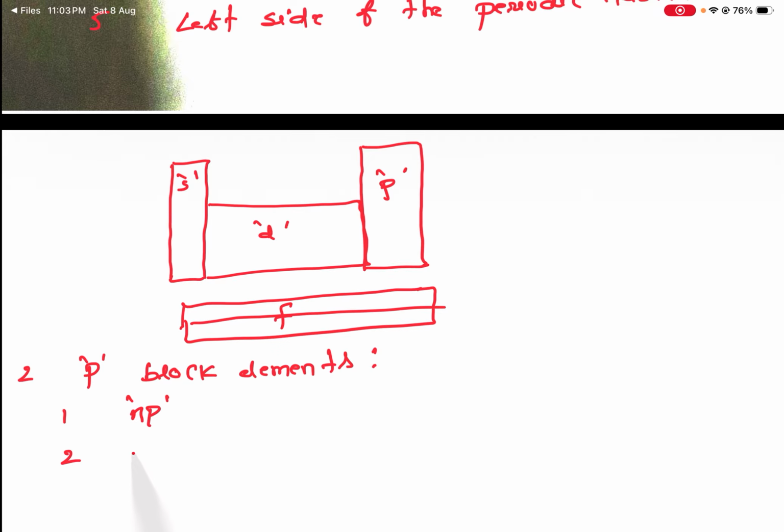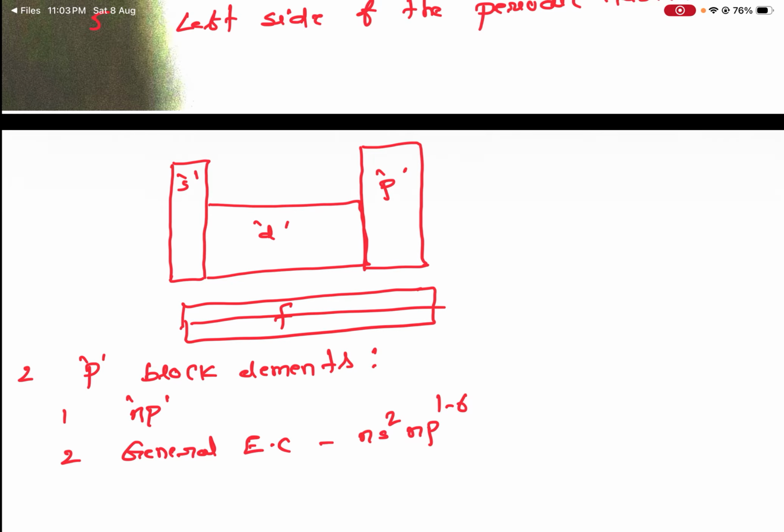Next, second point is the general electronic configuration. The general electronic configuration of P block elements is ns2 np1 to 6.